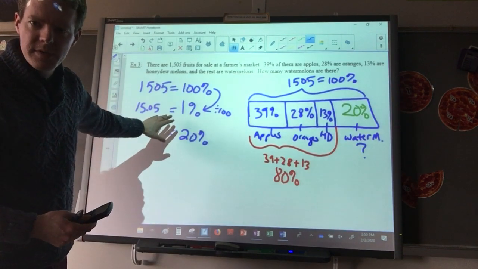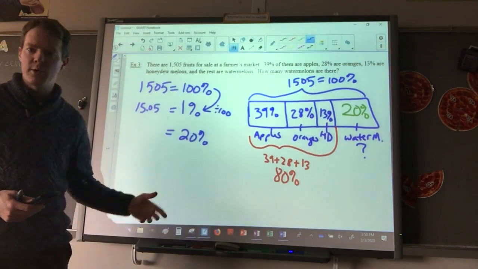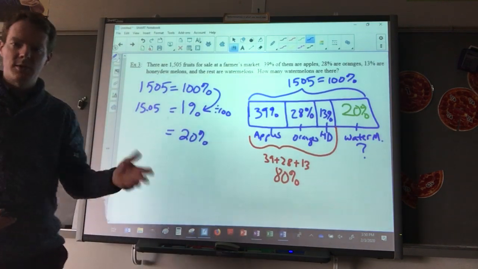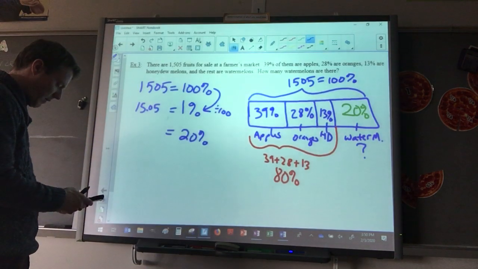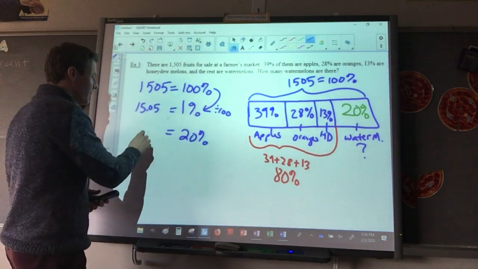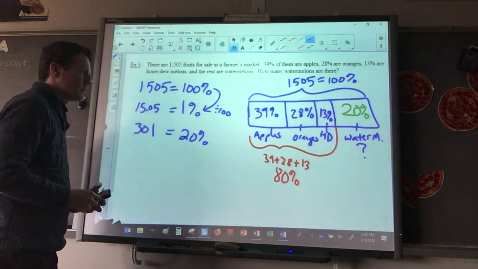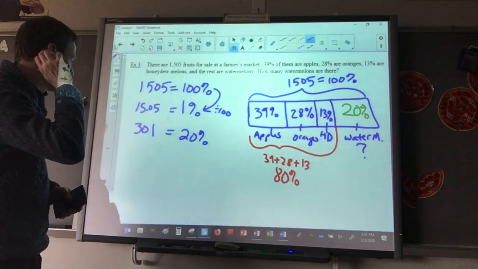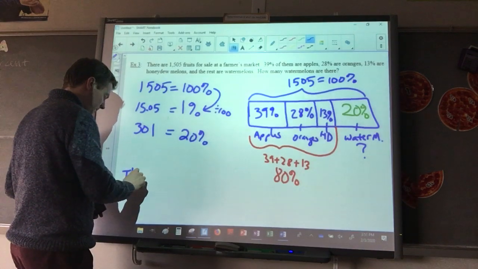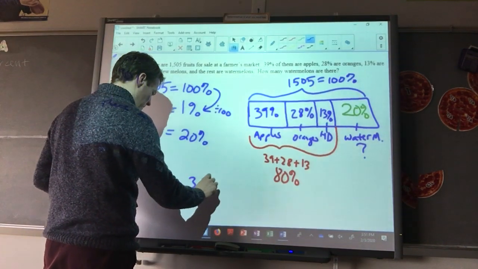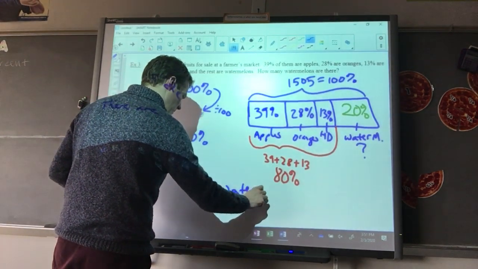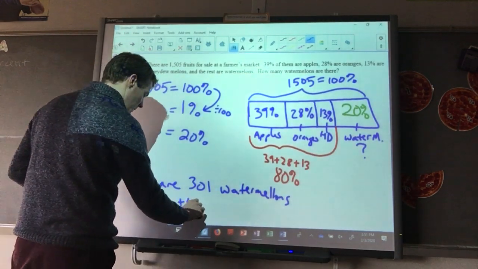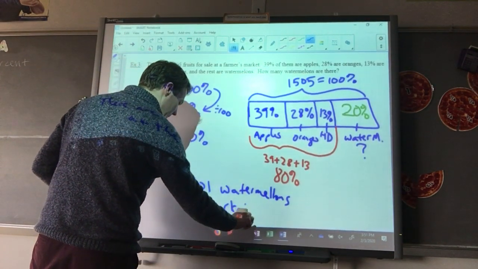Now it might seem strange, 15.05, because we're talking about pieces of fruit, but that's not my final answer. That's just what 1% is. I still need to do that times 20. So I'll do 15.05 times 20, and I'll get 301. So 301 is 20%. That's how many watermelons there are. So I'm writing there are 301 watermelons at the market.